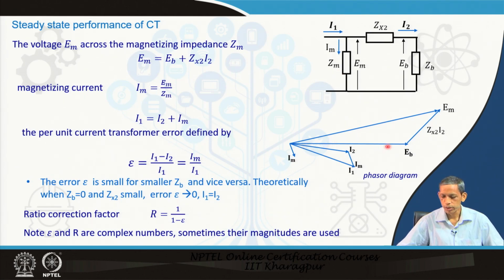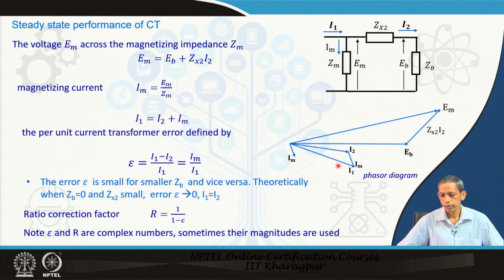So, you can say that EB is taken as a reference. In accordance with the ZB, there will be a corresponding current I2, and I2 into ZB is nothing but your EB. To this I2 we add IM, the magnetizing current, lagging almost 90 degrees, because Zm has a very large angle close to 90 degrees. So this IM is added, and that gives us I1, the input current to the CT, and therefore to the secondary.